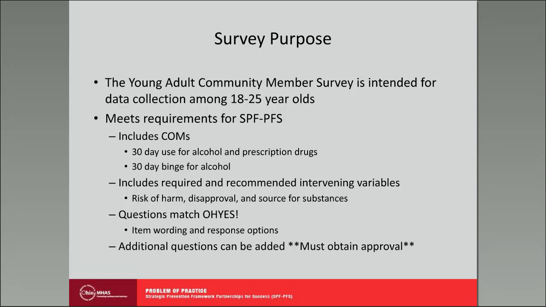The Young Adult Community Member Survey is a very short questionnaire. So it includes those COMS, it includes the required and recommended intervening variables, as well as a place for county, gender, and age. This is important because you want to make sure that the respondents are from your county, that they are within the required age range, and then the gender question allows you to split your data.